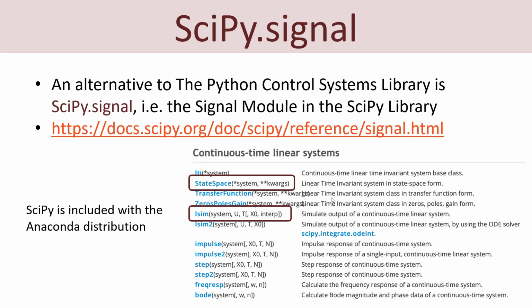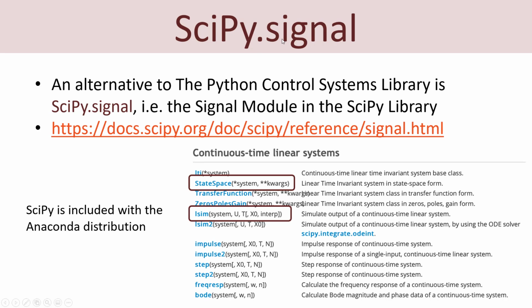So I implemented the state space model of this mass spring damper system using this Python control systems library. The problem with the Python control systems library is that it is not included with the Anaconda distribution, so we had to install it manually. It was not complicated. We just used pip install control, the name of the library. But we could have used the SciPy library instead. And the good thing about SciPy is that it's included with the Anaconda distribution. So now I will show you an alternative implementation of the state space model using SciPy.